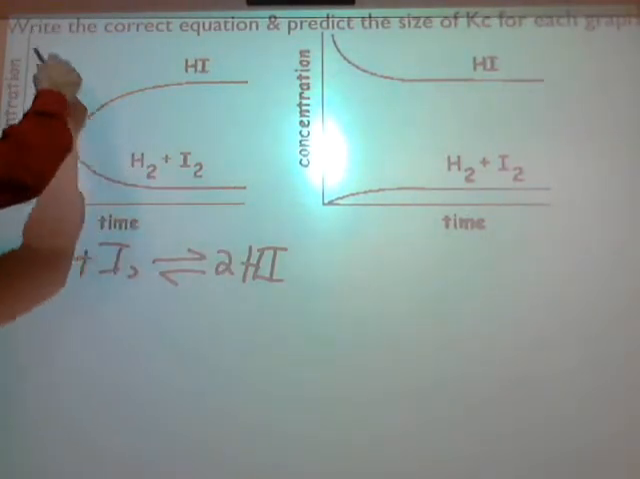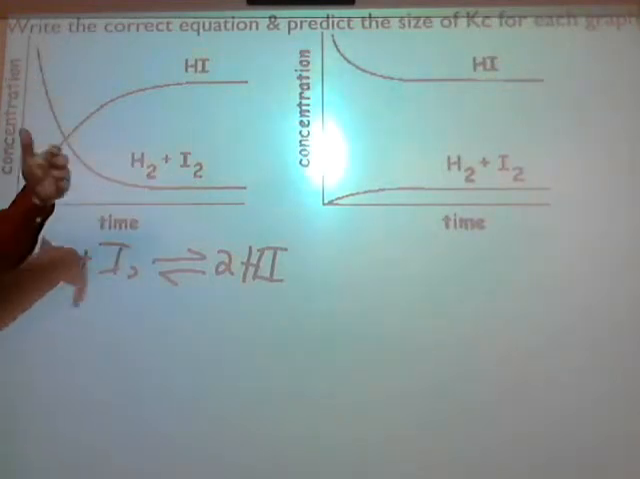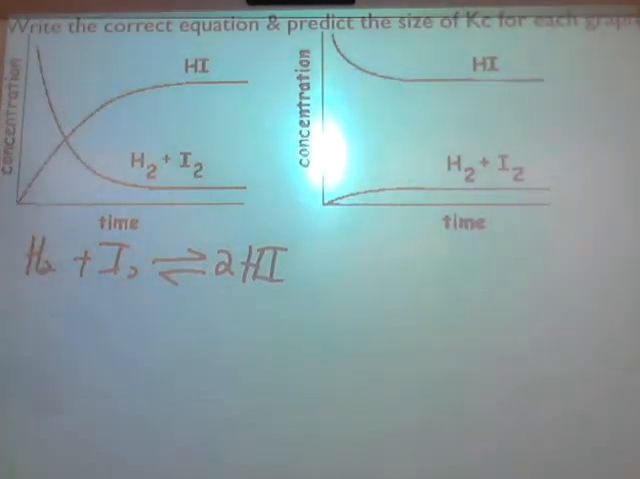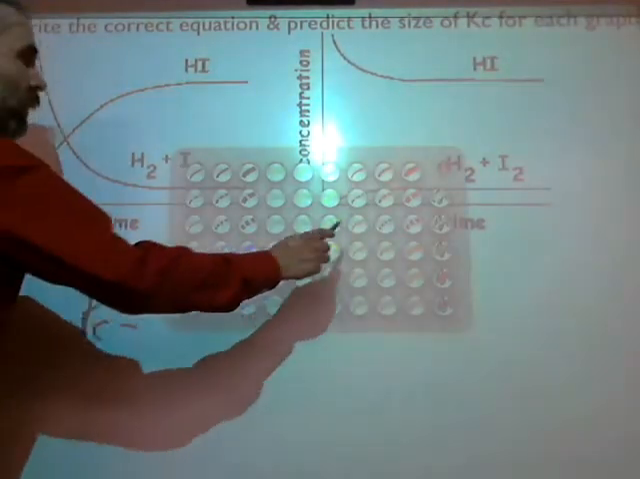And Kc is clear. Look at the forward direction. You used up almost all of your H2 and I2. So it has to be that, and in which case, that's the numerator. That's going to make a large Kc. I shouldn't say Kc equals. Kc is greater than 1.